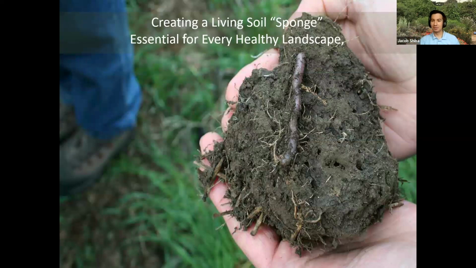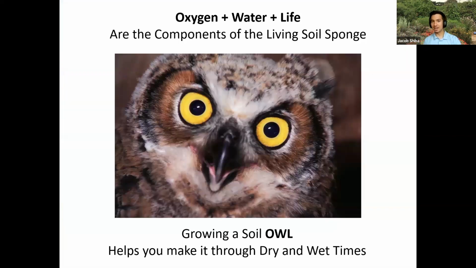You can see the healthy roots running through this ball of soil. You can even see a nice big earthworm across here. So creating this living soil sponge is essential for our healthy landscapes. Well, how do we do this? Well, we can create this living soil sponge by maintaining the following 3 components, or growing what we call a soil owl.